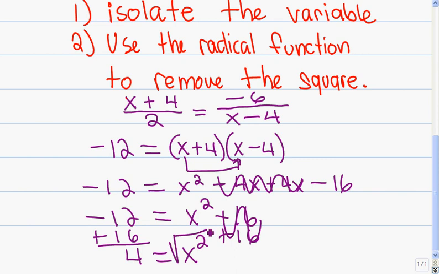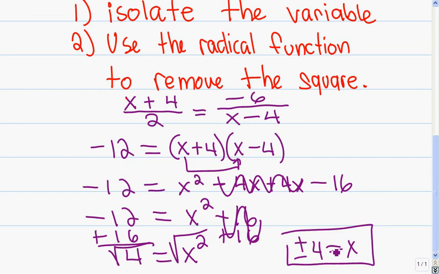So the radical function is this. So what's the square root of x squared? Well, what's the square root of 4? Plus or minus 4. And what's the square root of x squared? x. So this is my answer. x equals plus or minus 4.